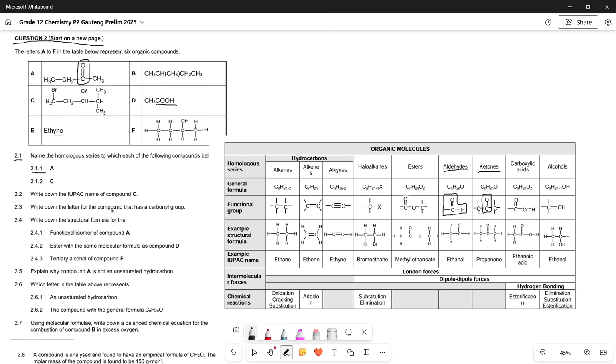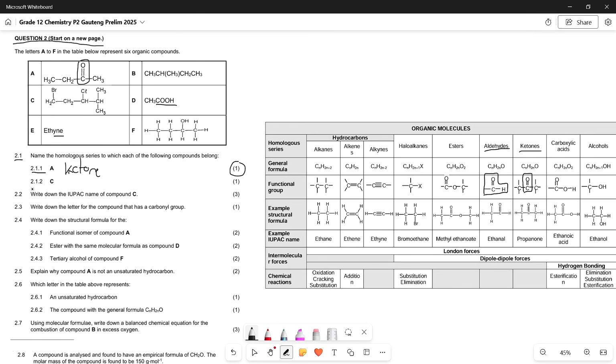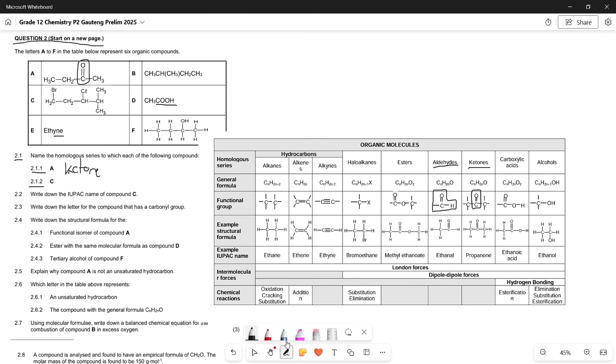That means we can just go ahead for 2.1.1. We can write ketone and that would earn us 1 mark over there. And then 2.1.2 for C, we can see that C here has bromines and chlorines on it. So like we mentioned just now, something with a bromine, a chlorine, and an iodine is a haloalkane. A haloalkane is a hydrohalogen, but a haloalkane is when we have the halogen attached to an alkane chain. So we can just go ahead and write haloalkane and we will get our 1 mark over there.